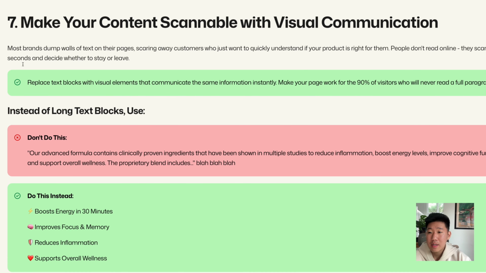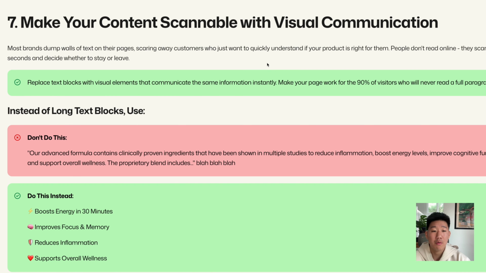Cool. Number 7 is to make your content more scannable with visual communication. This is something that we talked about briefly before: humans understand visuals and images much faster than reading text. Most brands are dumping walls of text on their pages, which ultimately scare customers away because they essentially just want to quickly understand if your product is right for them.